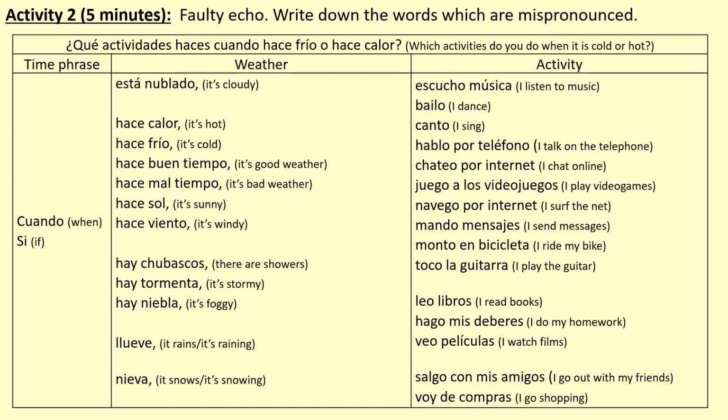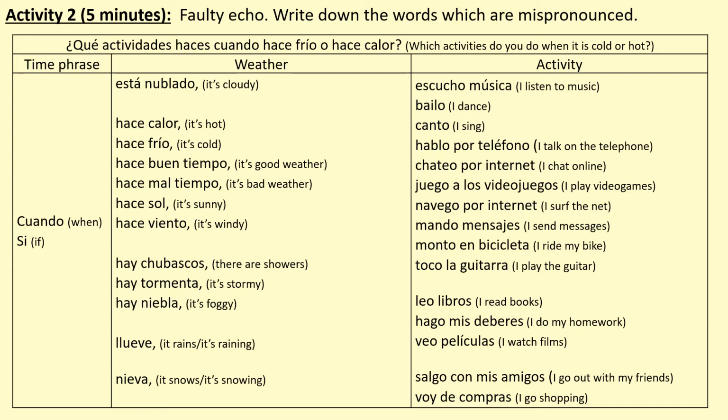So we're going to do faulty echo now, year 7. Remember, I'll repeat each sentence twice. The first time I say it, it's going to be absolutely correct. The second time I say the phrase aloud in Spanish, I'm going to mispronounce 2 words. Okay, so I'm making it a bit more tricky today. I'm mispronouncing 2 words instead of 1, and you need to write down those 2 words that I've mispronounced. So not the whole sentence, just the 2 mispronounced words. Okay, let's have a go.